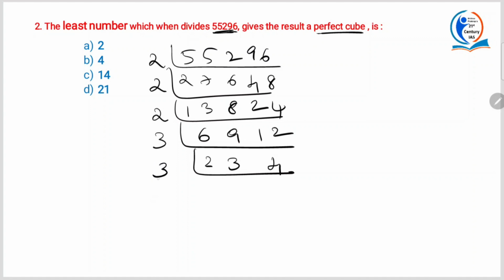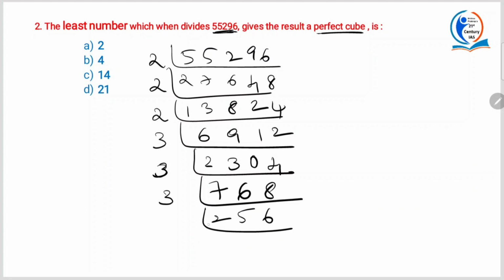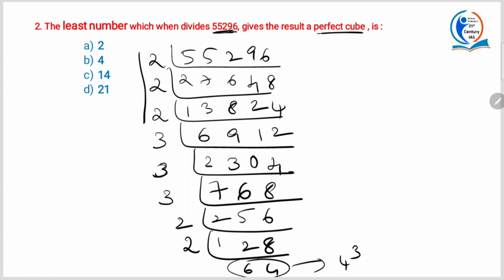So 3s are, 3 7s are 21, then 6, then 8. Now 3 2s are 6, 3 5s are 15, 3 6s are 18. Now 256 is not divisible by 3, so take the 2 table. 2 1s are 2, 2 2s are 4, 2 8s are 16. Then you have 2 into 64. Now 64, don't do the factorization, because 64 is 4 cube directly.